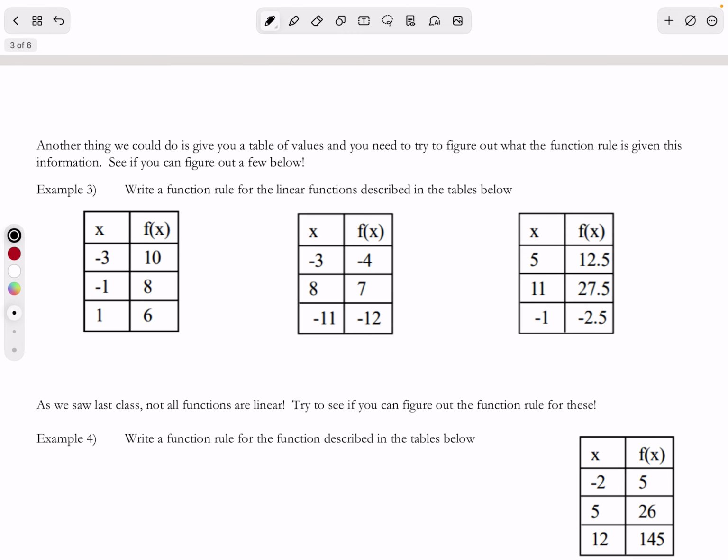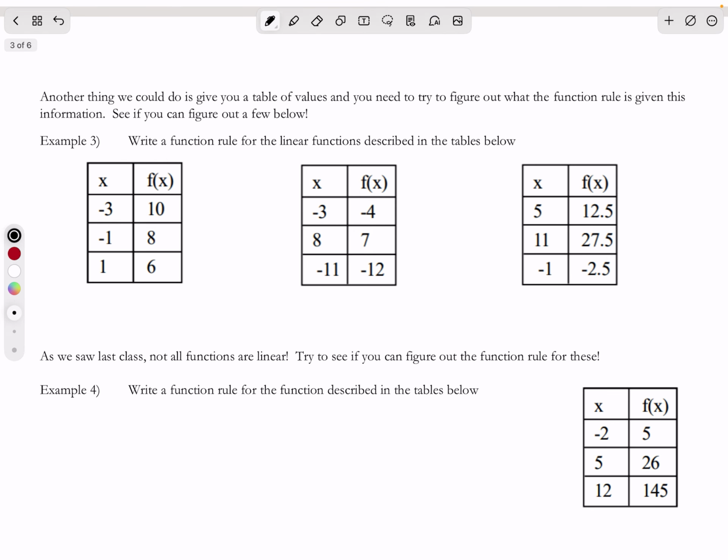Examples on the back here. Give you a table and try to figure out what's going on. Write a function rule for the linear functions. Couldn't you do this if it was y equals? Just pretend it's y equals. What's the slope? It's more about using your creativity. Yes, you can use algebra, absolutely. But what is the slope here? I'm going to pick these 2 points.